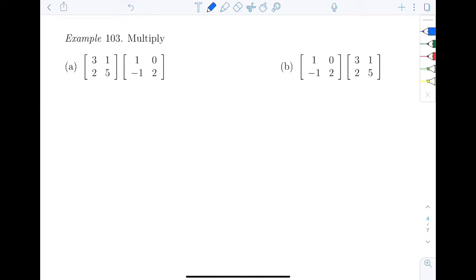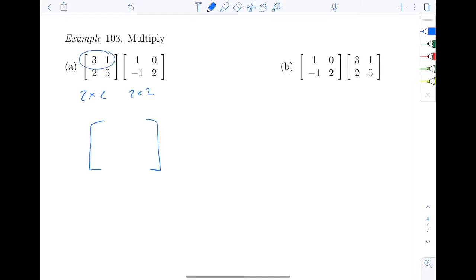With these two examples, A and B, I have 3, 1, 2, 5, and 3, 1, 2, 5, and 1, 0, negative 1, 2, and 1, 0, negative 1, 2. I'll show you the point I want to make here, but I want to multiply these two things in different orders. Okay, so they're both 2 by 2. And so when I multiply this, what do I get?